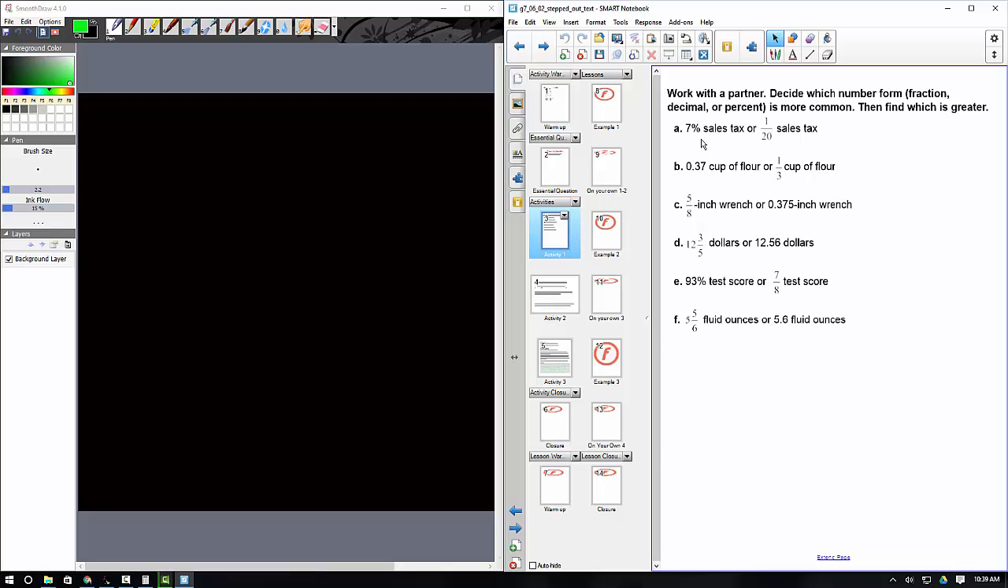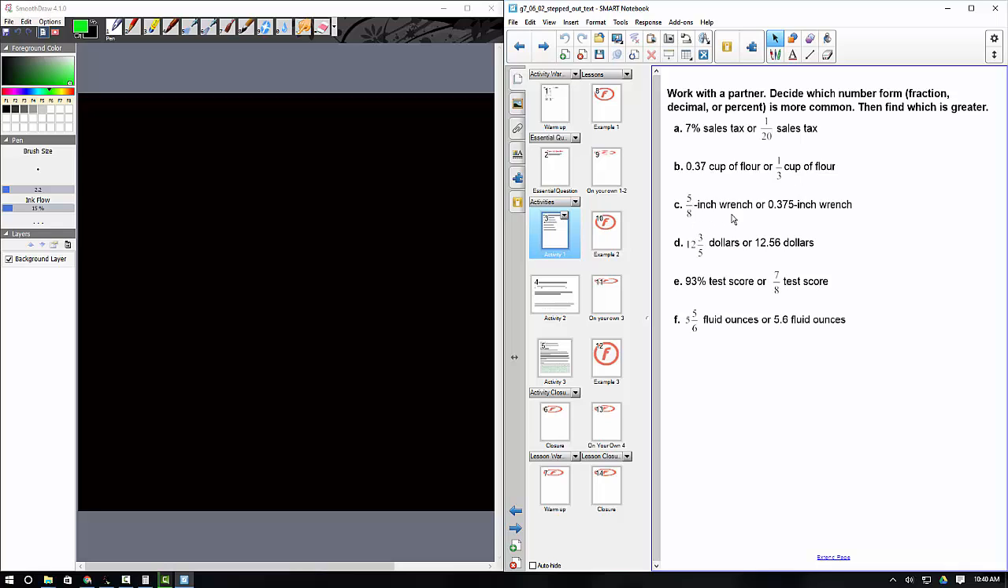So I have 7% sales tax or 1/20 sales tax. I never heard of 1/20 sales tax in my life. They mean the same thing, but I've always heard that 7%. Or how about 0.37 cups of flour or 1/3 cup of flour? I always hear the 1/3. So in this case, percent is more common. In this case, the fraction is more common.